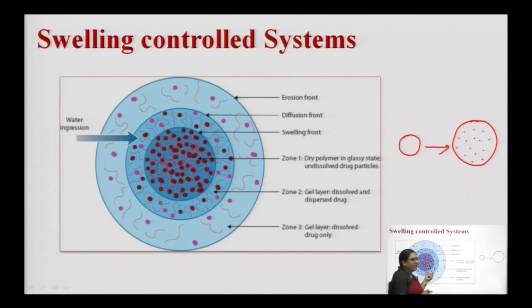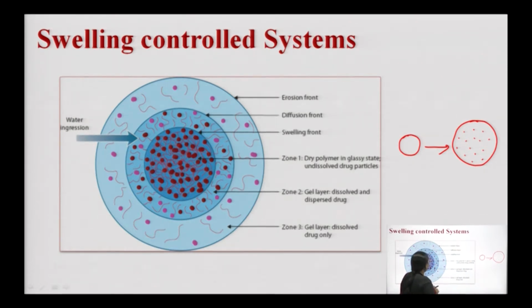As the dissolution progresses, drug release progresses, what happens? These layers' thickness gradually changes. Zone 3 will broaden out and zone 1 will keep on shrinking as the drug release progresses. Further, each zone can be marked with the help of a front.